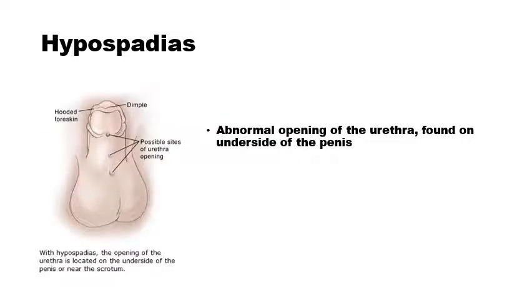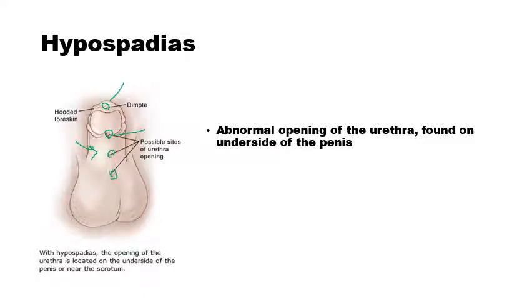Hypospadias is an abnormal opening of the urethra found on the underside of the penis. Now, they could actually have the opening here and opening here. So you could have multiple openings. This one, of course, would be normal. And this one would be hypospadias, so hypo being under. So any of these areas are going to be those possible sites.